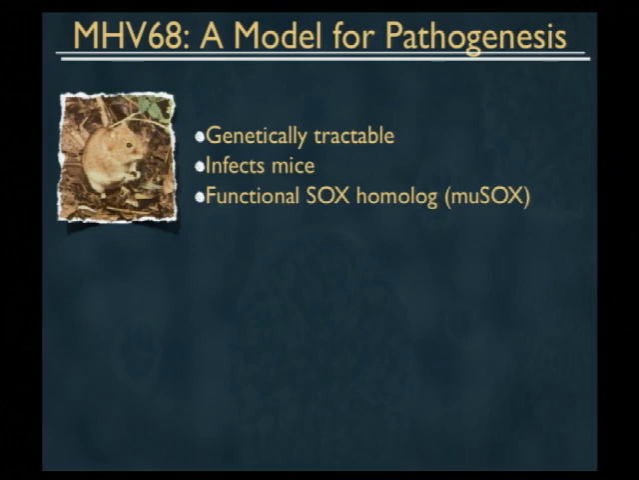And so to get at this question, instead of using the human herpesviruses, which are incredibly difficult to work with genetically, and there's no good small animal model system for them, they're very species specific, we instead use a related murine herpesvirus called mouse gammaherpesvirus 68 or MHV68. And so this has served as a very useful model to understand the pathogenesis of the human gammaherpesviruses. It's very genetically tractable, it infects mice, and we've shown that it has a functional homologue of the SOX protein, which we call muSOX for murine SOX.